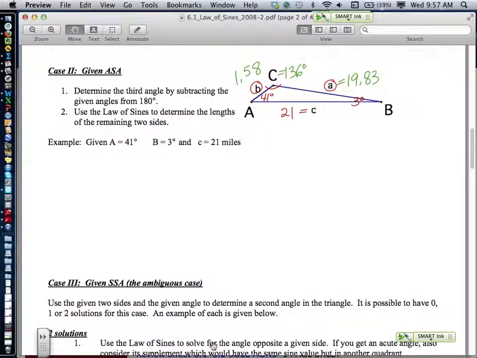Okay, so now, just quick eyeball that. Do we have the shortest side opposite the smallest angle? Looks like you do. 1.58 is certainly the shortest side. And then we have the longest side, 21, opposite the largest angle, 136 degrees. Okay. Did anyone have trouble setting that up? All right. Then let's take a look at what your homework is for tonight.